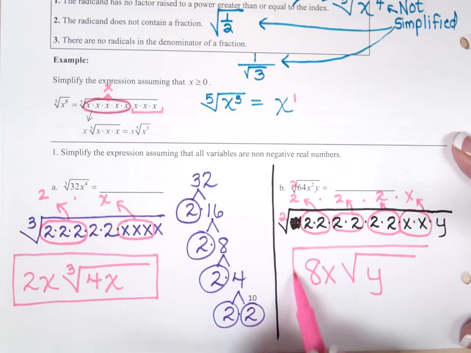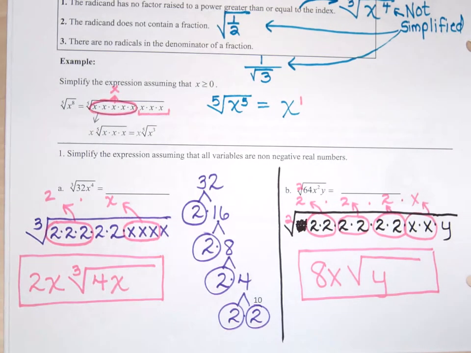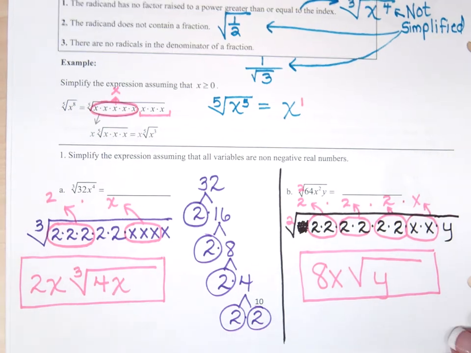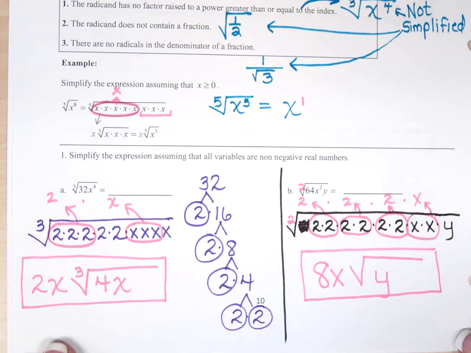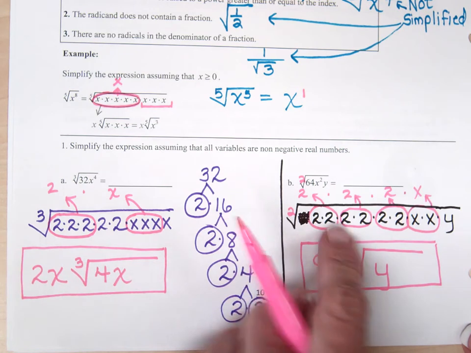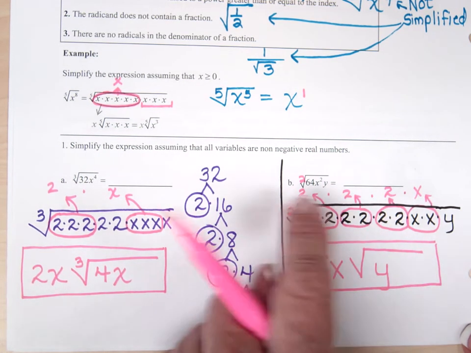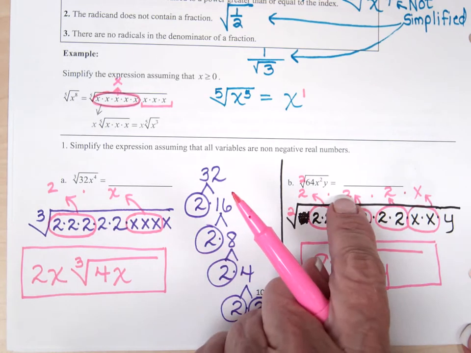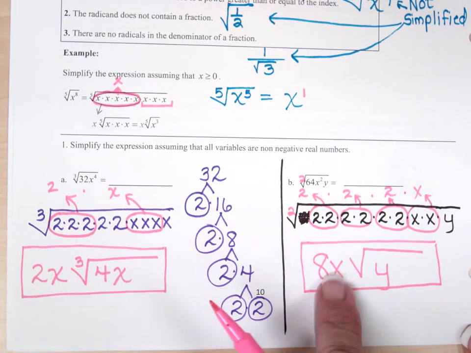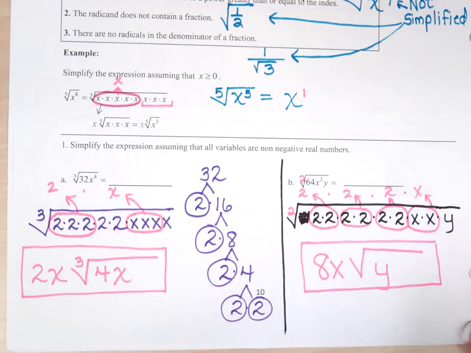I believe it's 3 problems like this on the test. 1, 2, 3. Yep, so 3 simplified problems like this on the test where you can just circle the groups. Always look at the index. That tells you how many to circle, and each group will come out as a single, and then you just multiply those all together. 2 times 2 is 4, times 2 is 8, and x is outside, and the only thing left under that doesn't have enough to get out of jail is the y.